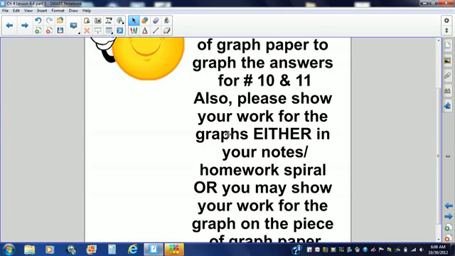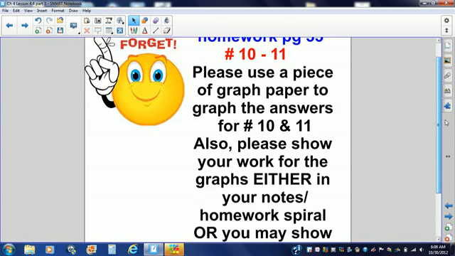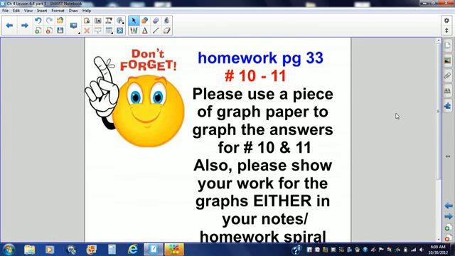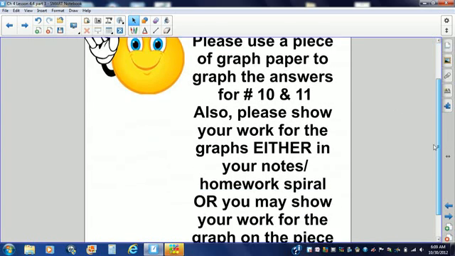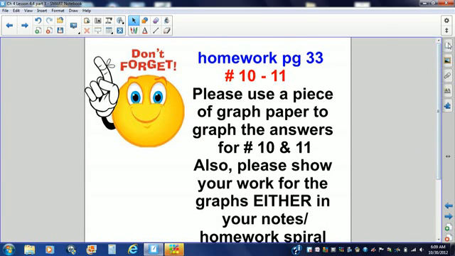Show the work for your graphs either in your notes / homework spiral, or you may show your work for the graphs on a piece of graph paper. So you're going to graph problems 10 and 11 tonight on a piece of graph paper. Then you're going to show me your work either in your notes / homework spiral, or you can show me your work on the piece of graph paper.